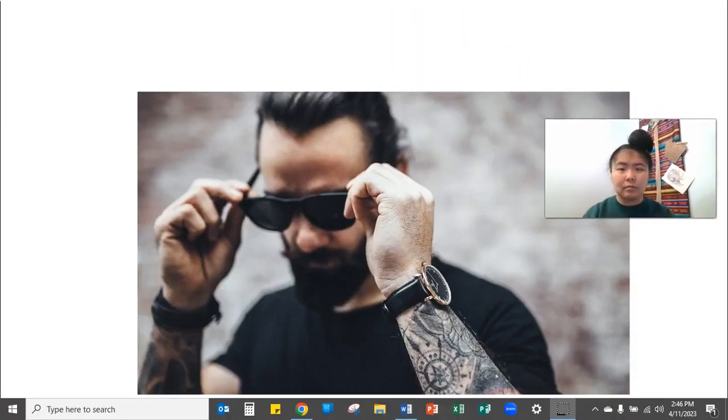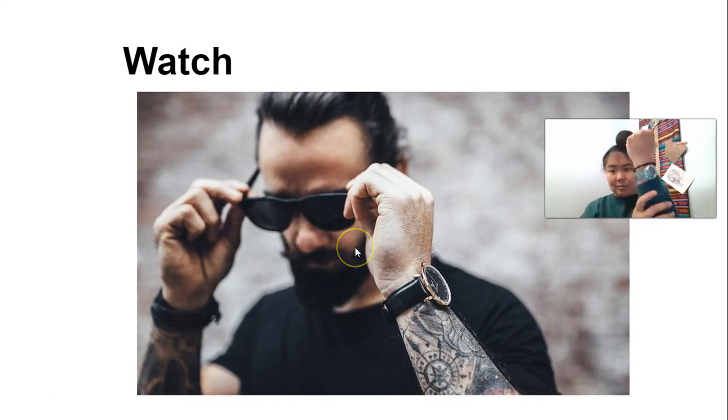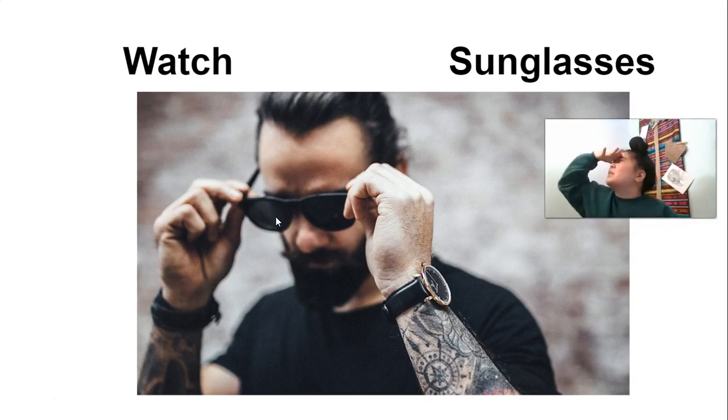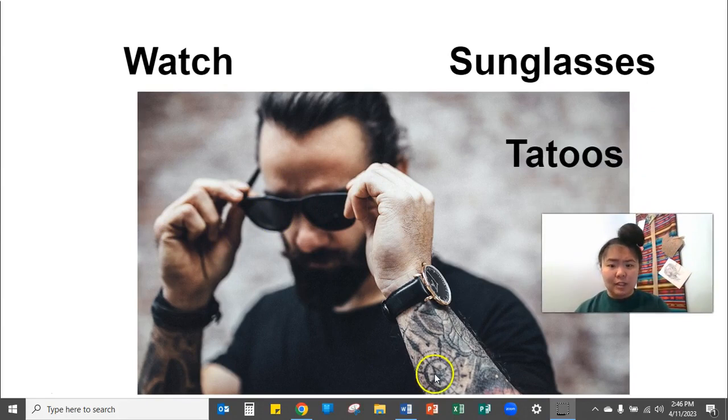This man is wearing a watch, right? I have a watch on today and a hair tie, but this man is wearing a watch. He has sunglasses, right, on his eyes. They keep the sun out of your eyes. And he also has tattoos. He also has tattoos. So tattoos are not clothing, technically, but it's a good word to know.